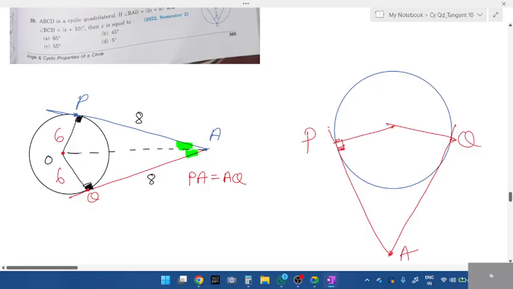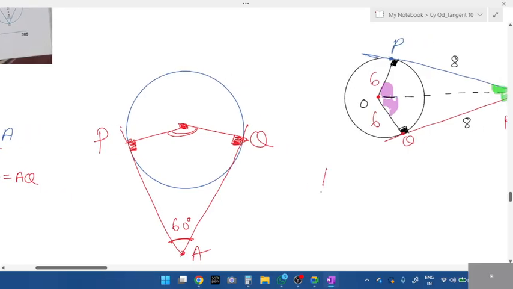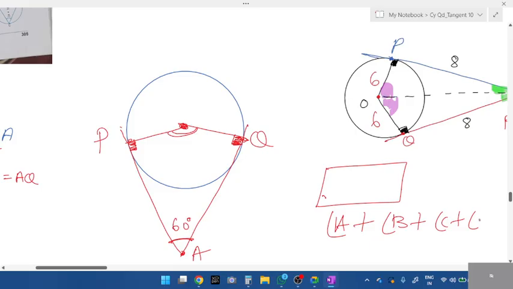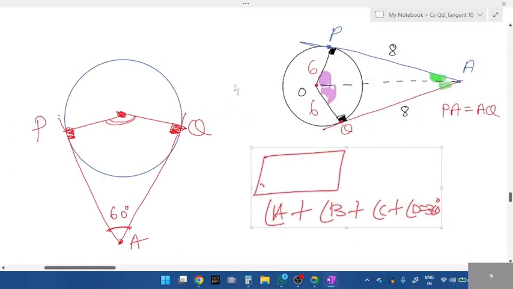What is the angle formed? All of you respond. What is the angle formed, dear students? 90 degrees. Now, if I give this angle, let's say 60 degrees. If this is 60 degree, all of you know the property of a quadrilateral. What is the sum of a quadrilateral? Angle A plus angle B plus angle C plus angle D should be equal to 360 degrees.